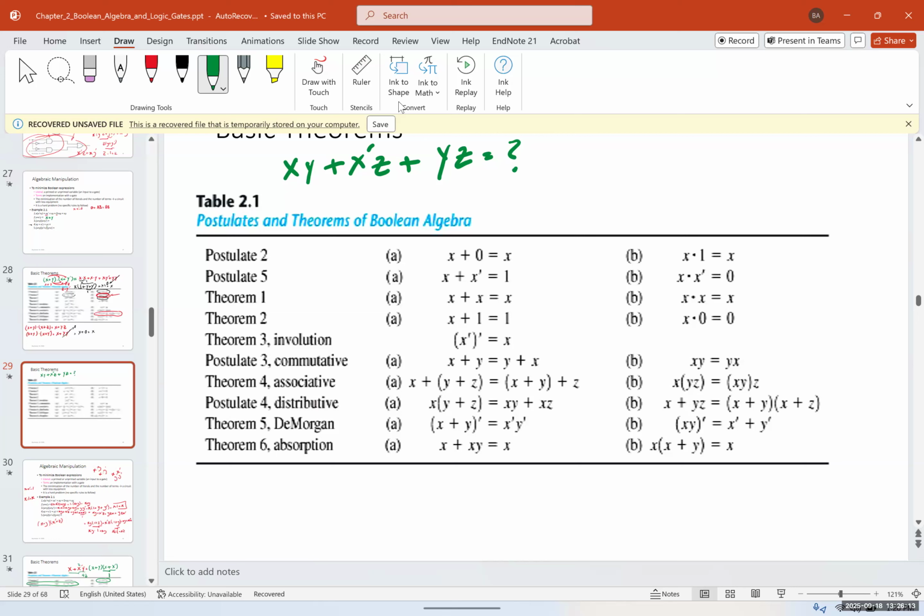Did anyone? Was anyone able to solve it? xy plus... It's xy plus y. Very close. Very, very close.